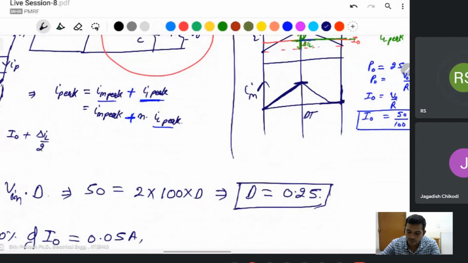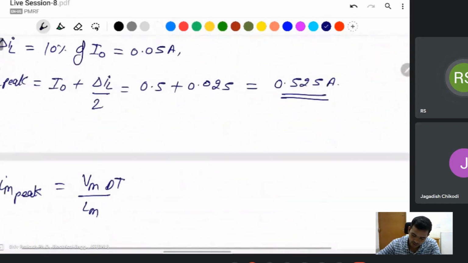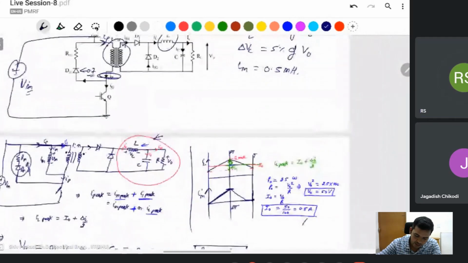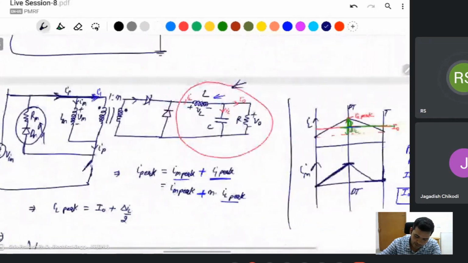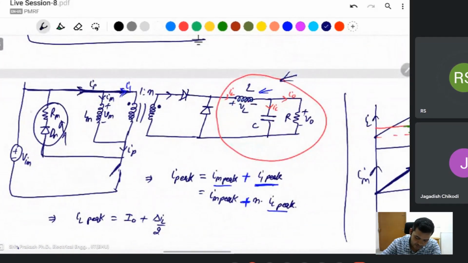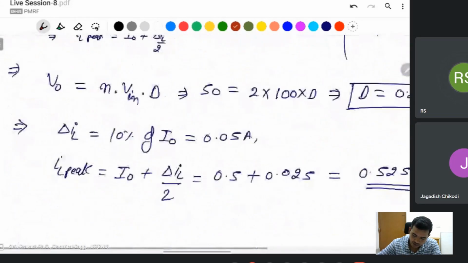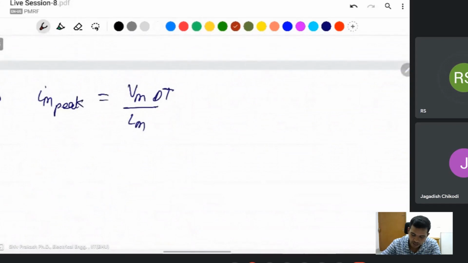Delta IM is equal to Vm times dt divided by Lm. In this condition, Vm is directly applied as Vs here when the switch is on. That's why it is written as Vm times dt time divided by Lm.